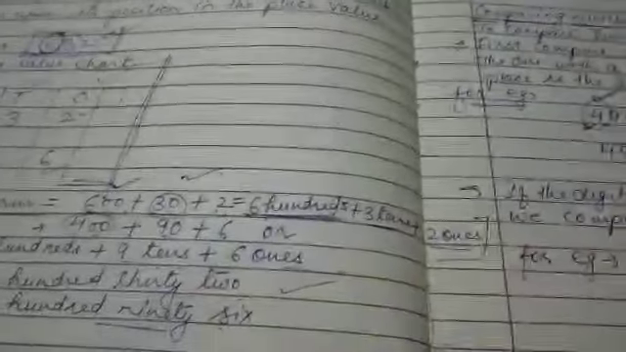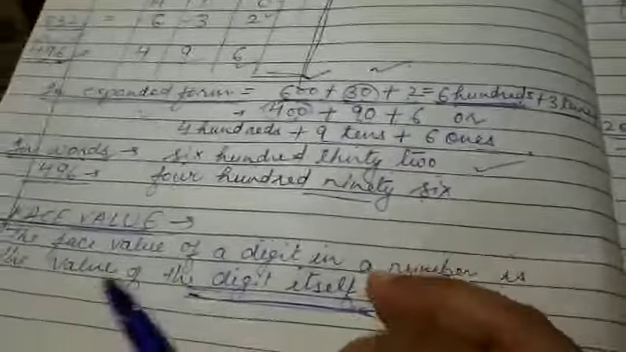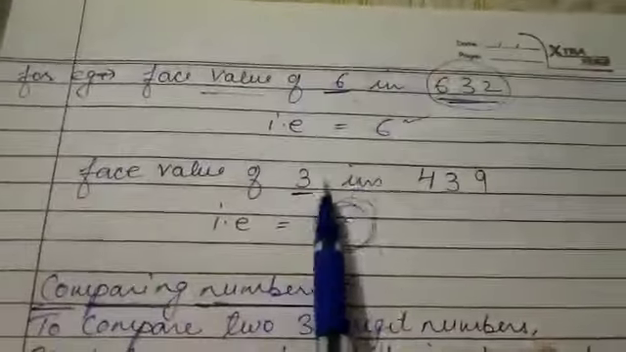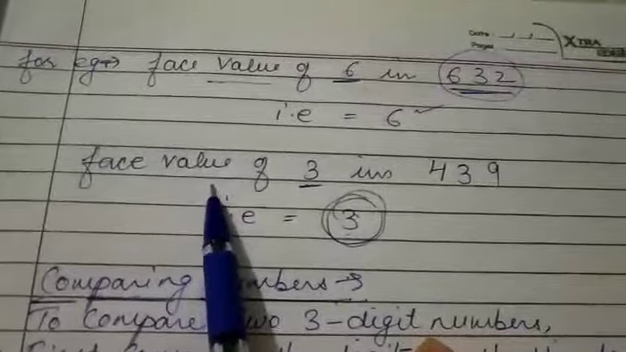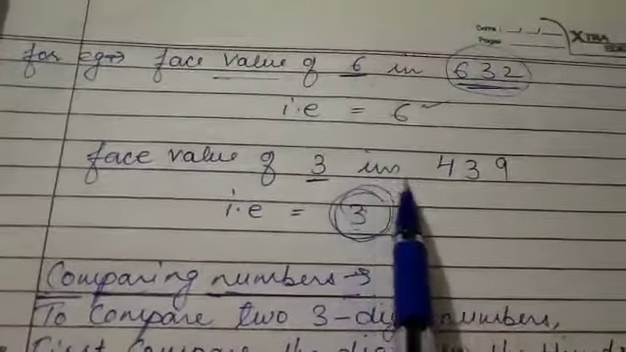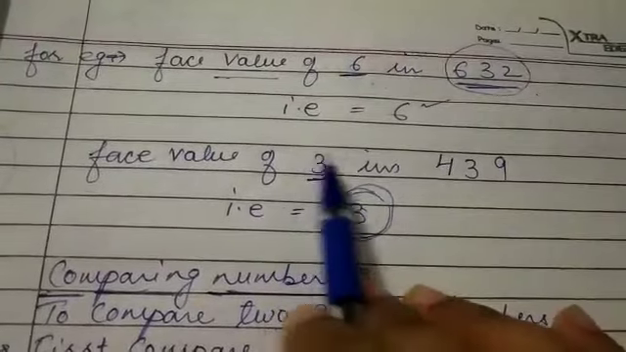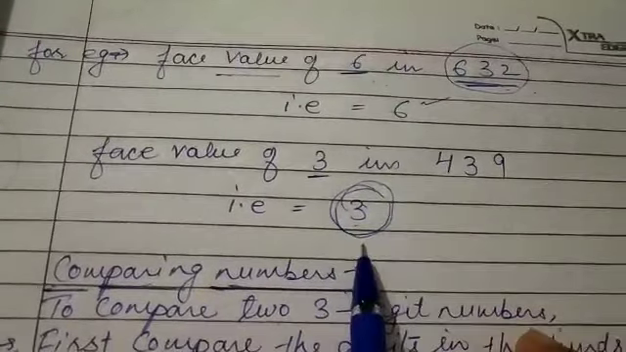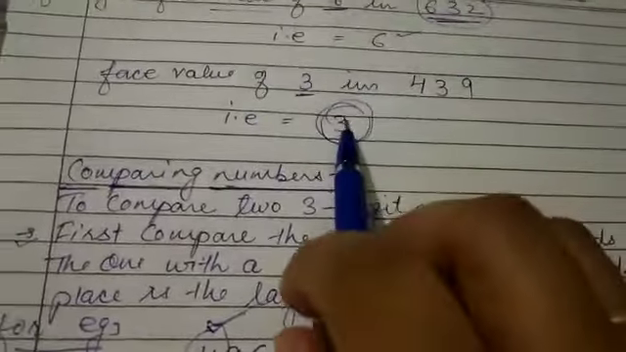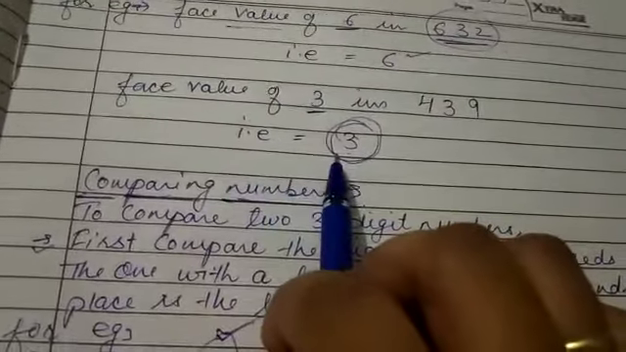As I told you, the value of the digit itself. So in the second example, the face value of 3 in 439, the face value of 3 is 3. So I hope you understood the difference between the place value and the face value of the numbers.